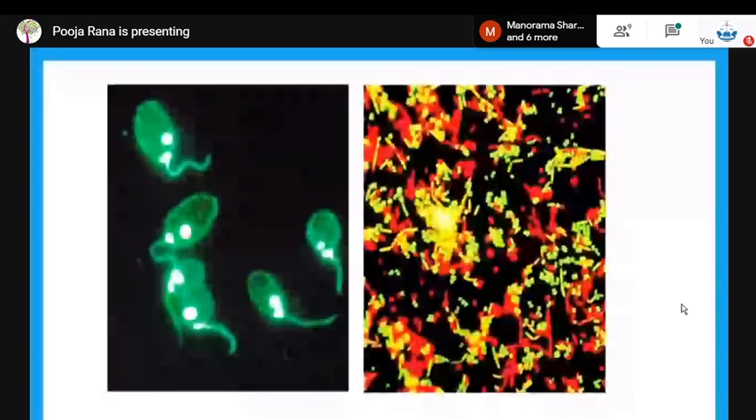It can also be used to examine the dynamics of protein, to study the protein interaction or conformation of protein, whether it is a positive or negative protein, and to examine the ion concentration, etc. These are some of the uses of this fluorescent microscope. All right.